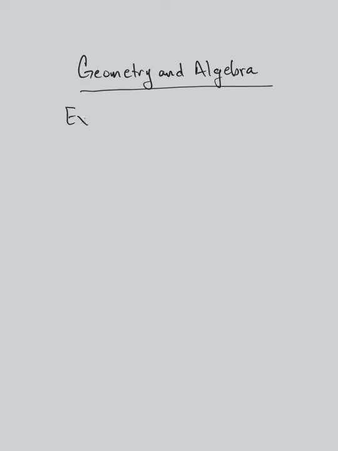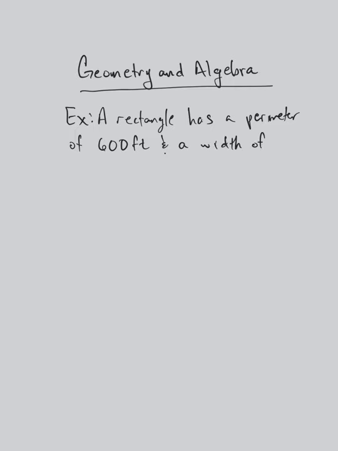All right, so let's just look at an example problem here. Let's say a rectangle has a perimeter of 600 feet and a width of 50 feet. Okay, and then I want to know what its length is. All right, and so you need to have familiarity with the formulas that we talked about.